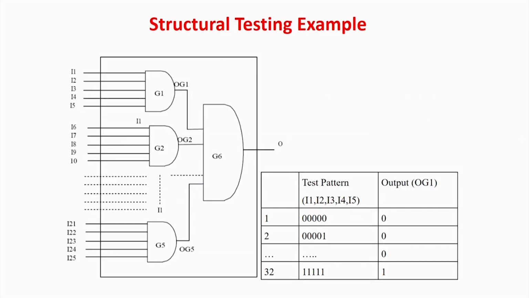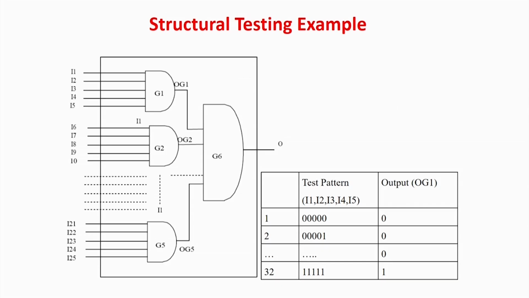I will take an example. Maybe this is my circuit, with 25 inputs and 1 output. In the last case, I gave 2 to the power 25 inputs and did the functional test. Once the chip is functionally tested, I am very happy that everything is properly done. But now what is structural testing? Because anyway I cannot apply that many patterns.